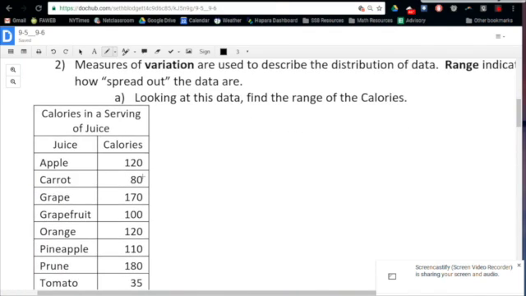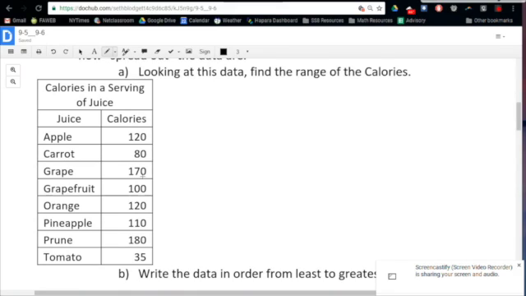So looking at this data, this is basically looking at different fruit juices and how many calories they have. The first question says, find the range of calories. The range is simply the highest minus the lowest. So the highest number of calories that I have in here is 180 calories from prune juice. And the lowest is 35 calories from tomato juice. You have to find the difference by simply subtracting them. 180 minus 35. That gives us 145 calories. The range of calories is 145 calories.